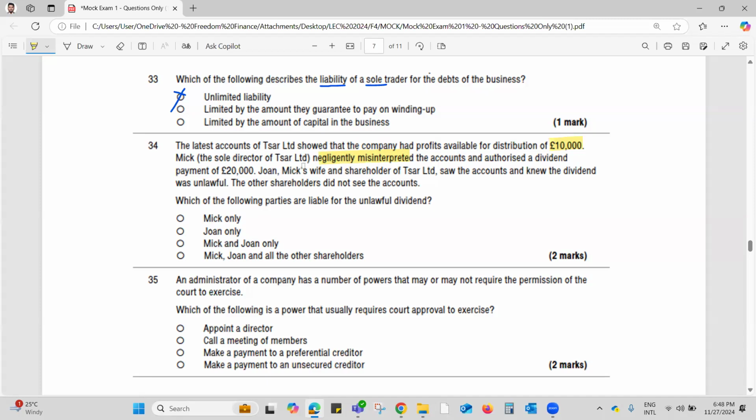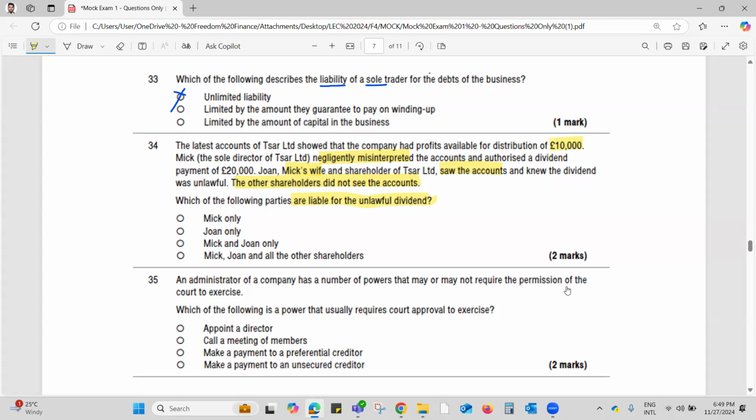Then John, Mick's wife and a shareholder of TISA Limited, saw the accounts and knew the dividend was unlawful. The other shareholders did not see the accounts. So Mick's wife is a shareholder, but she saw the accounts and she knew that the dividend was unlawful. Which of the following parties are liable for this unlawful dividend? So they're asking us who is liable. What are your options? Can you share your options?